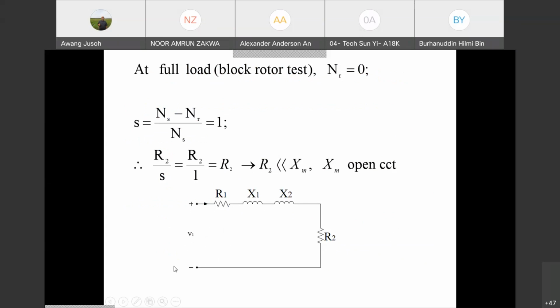And then you can find the power. The block rotor test also consumes power, so we can find the power. We can find the total resistance, where total resistance in this test equals R1 plus R2. Then after that you can find R2 easily. You know R1 already, so you can find R2. So the test will give you R2. R2 is the rotor resistance, remember.